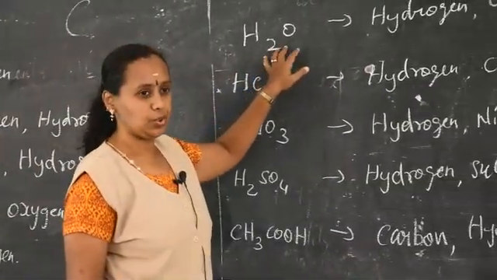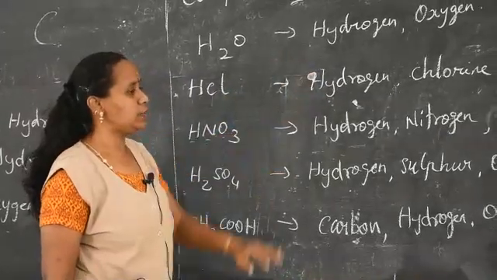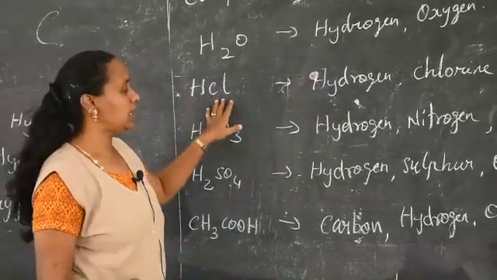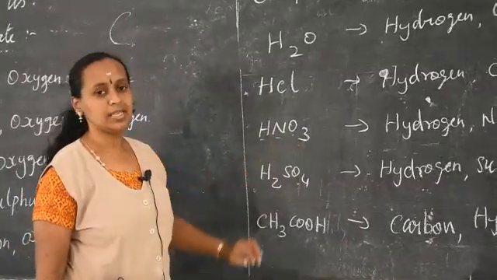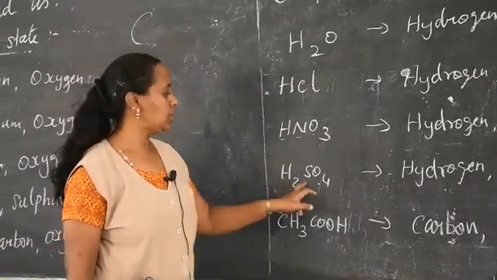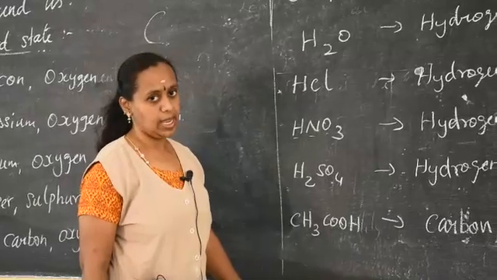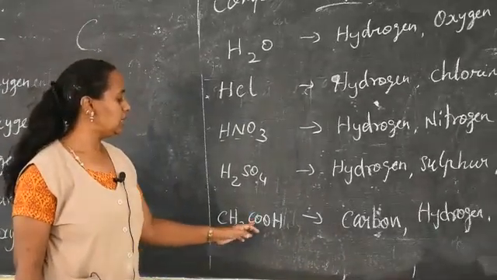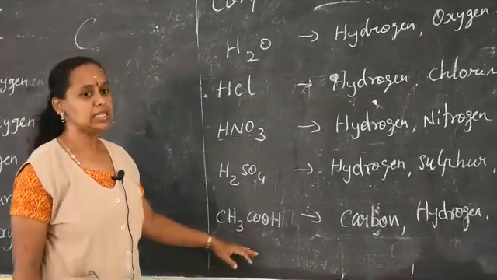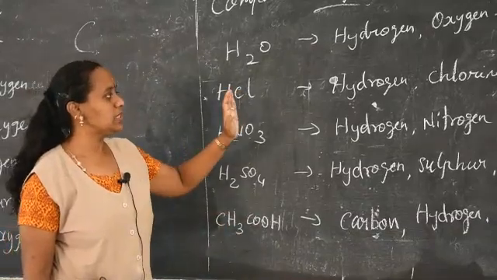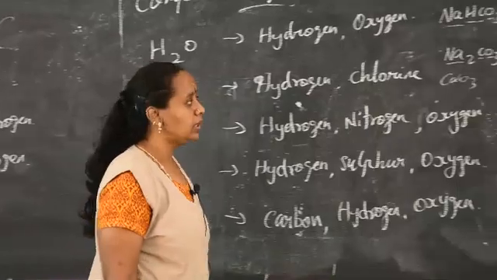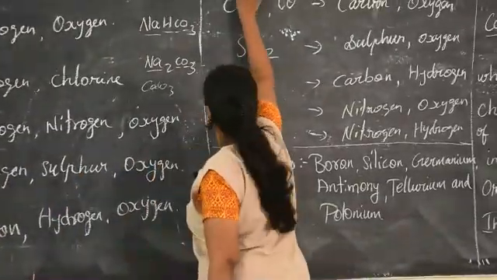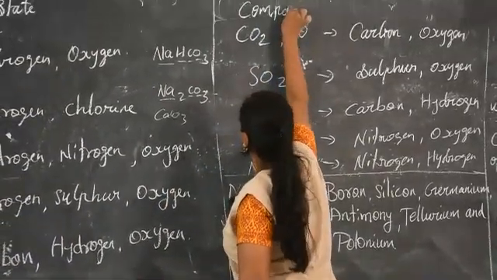Water, H2O, has hydrogen and oxygen present. Then HCl is called hydrochloric acid. HNO3 is nitric acid and H2SO4 is sulfuric acid. And CH3COOH is nothing but acetic acid. The constituents can be seen very clearly when we write the formulas. Next, we studied the compounds in the gaseous form.